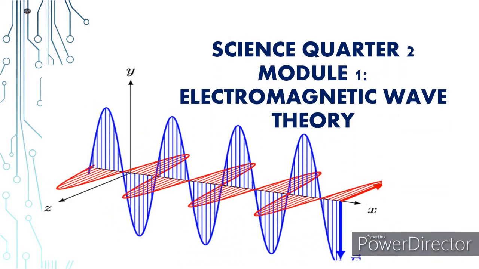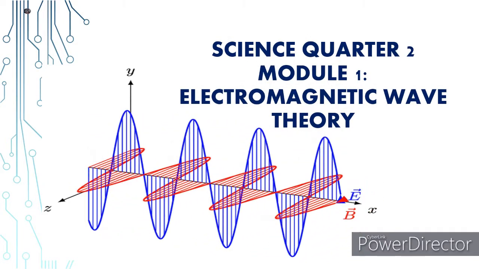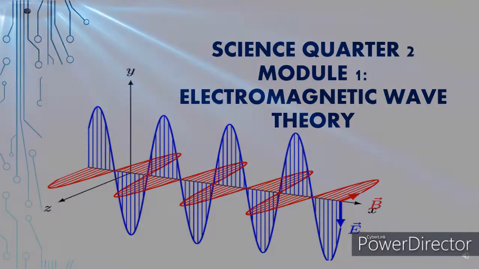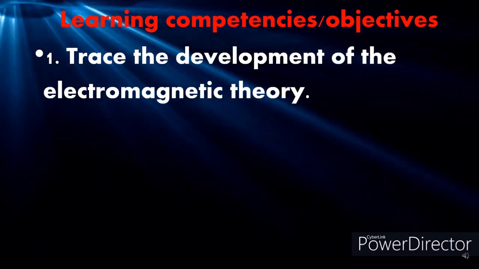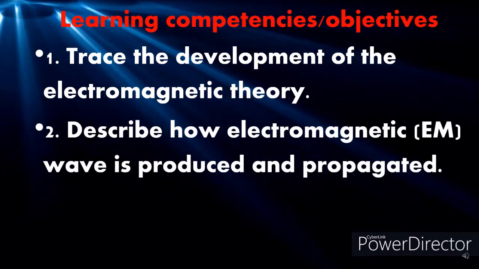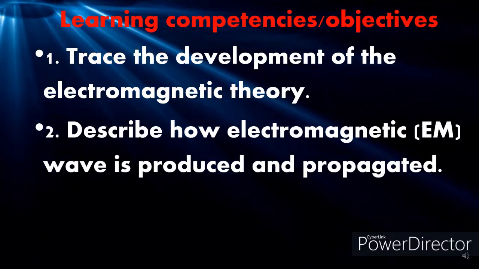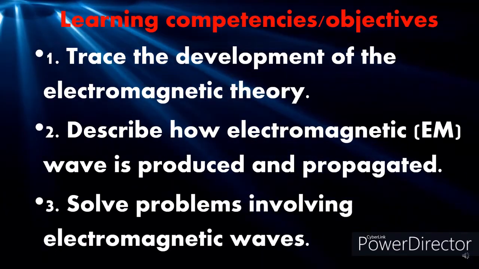Science Quarter 2 Module 1: Electromagnetic Wave Theory. Our learning objectives for today are: 1. Trace the development of electromagnetic theory. 2. Describe how electromagnetic or EM waves are produced and propagated. 3. Solve problems involving electromagnetic waves.